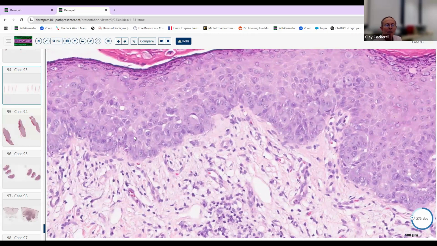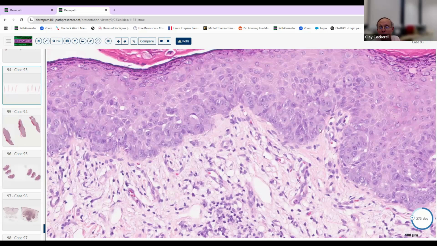Pagetoid pattern. So you instantly go to your pagetoid differential diagnosis pattern. Melanoma, Merkel cell, Langerhans cell histiocytosis, Paget's disease, extramammary Paget's disease, mycosis fungoides. Which of those fits here? Which of those fits in this situation? Well, we have a number of them there, but we think it's probably going to be Paget's itself.